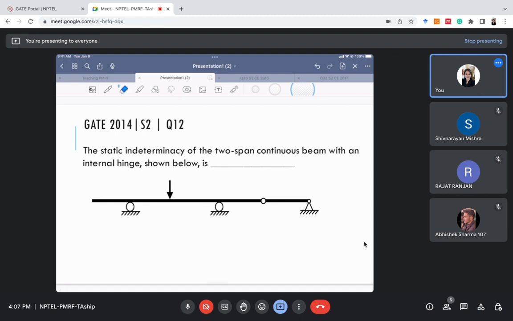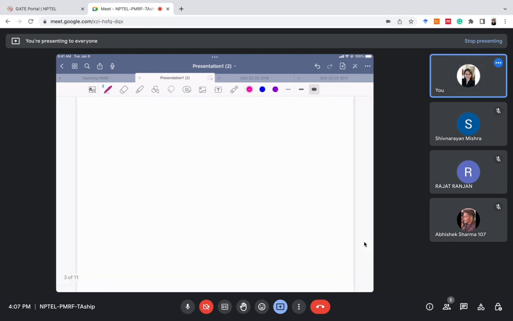Okay. Yeah, so now this question was very easy. The answer is 0, right? It's a 1 mark question with no negative marking.